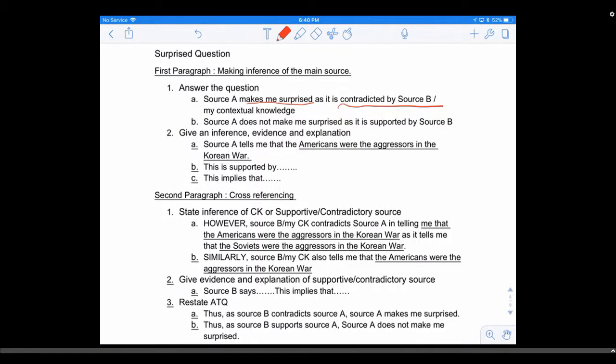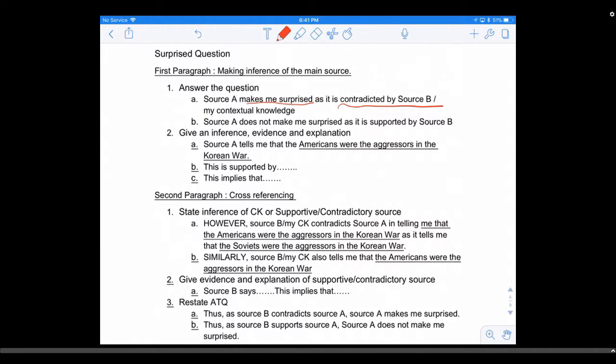Alright, now for the surprise question, make sure you make a main inference of the main source first. But more importantly, make sure that you answer the question right. So it's very important for you to answer the question. Source A makes me surprised.